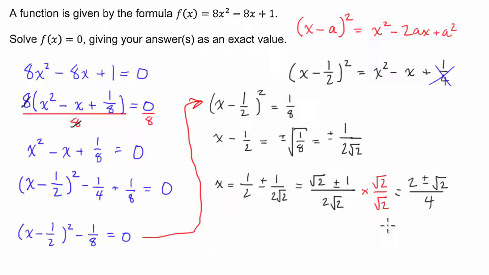Cool, so I can finish this up with x is equal to 2 plus the square root of 2, divided by 4, or x is equal to 2 minus the square root of 2, divided by 4. And that is all she wrote.